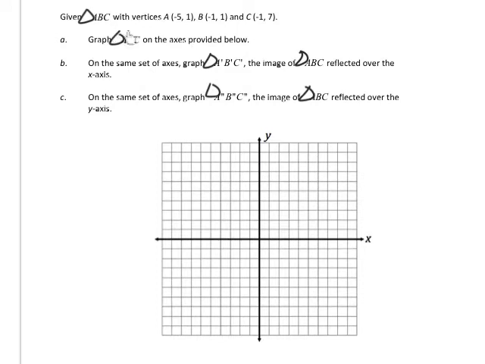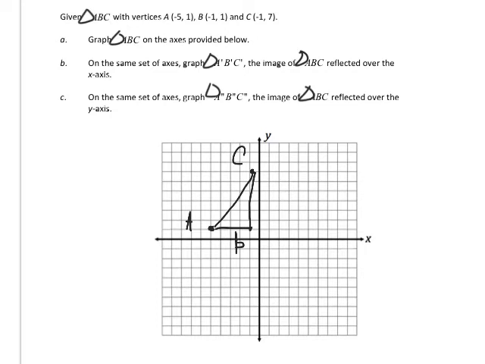Given triangle ABC with these vertices, we're first going to graph the triangle on the coordinate axis down here. We have our x-axis and our y-axis. So the point -5, 1, I count to the left 5, and up 1, and there's point A. I graph it and I label it. B is -1, 1. So B is right there. And C is -1, 7. 1, 2, 3, 4, 5, 6, 7. There's C.